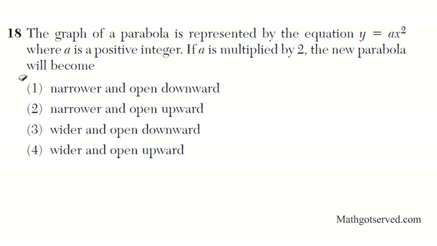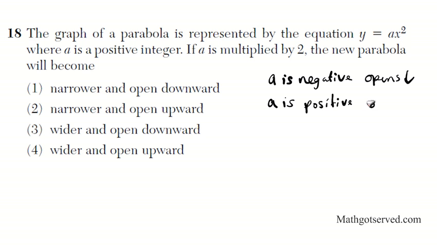It says the graph of a parabola is represented by the equation y equals ax squared, where a is a positive integer. If a is multiplied by 2, the new parabola will become what? For this one, you just need to remember the rule of a. If a is negative, the parabola opens downward. If a is positive, you know what happens? It opens up.